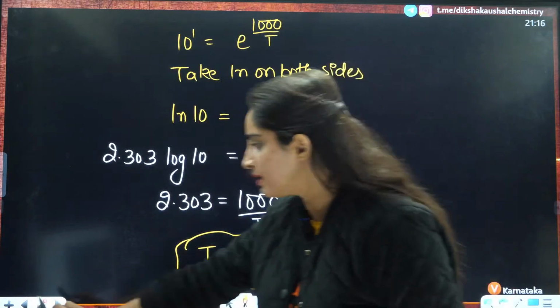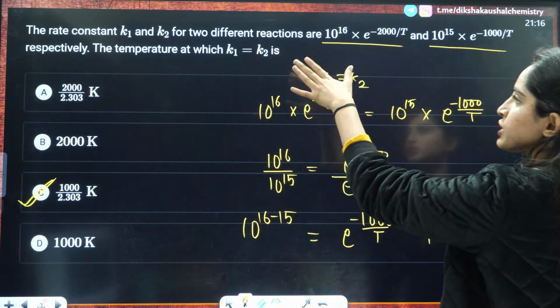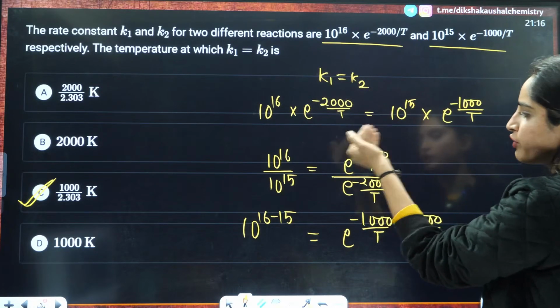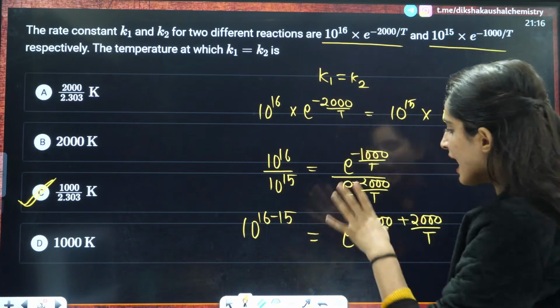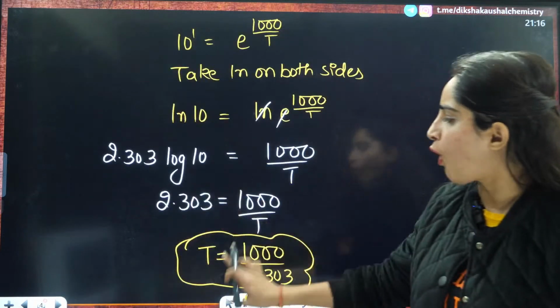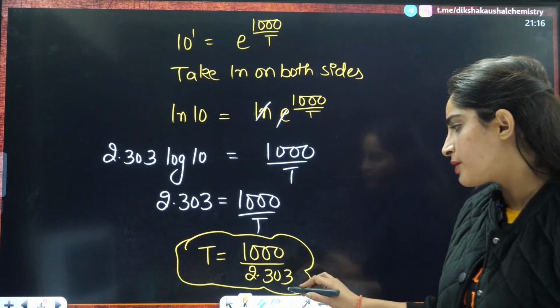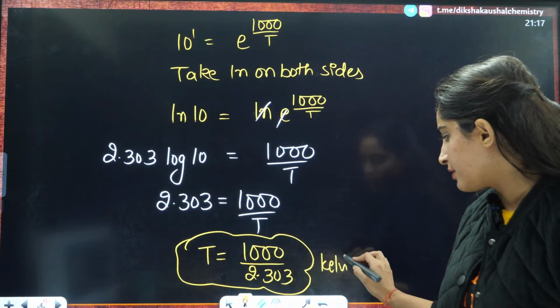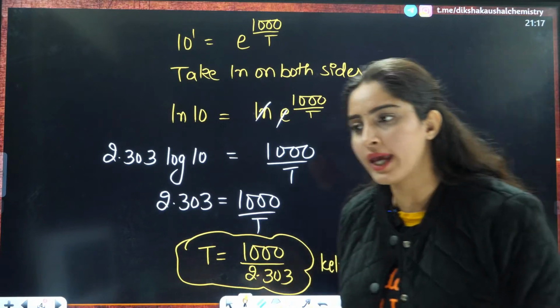What we did here: they were giving us K1 equals K2. We just put the values of K1 and K2 here, and after that we applied some mathematical concepts, and we got the temperature as 1000 by 2.303 Kelvin, right? K means Kelvin. Okay, yes.